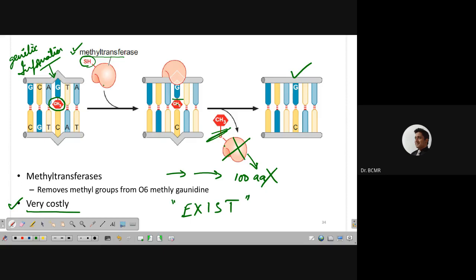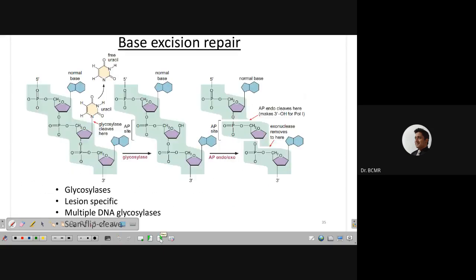It will survive. That's how you should see life. So the other one is called base excision repair. Okay, this is something important.